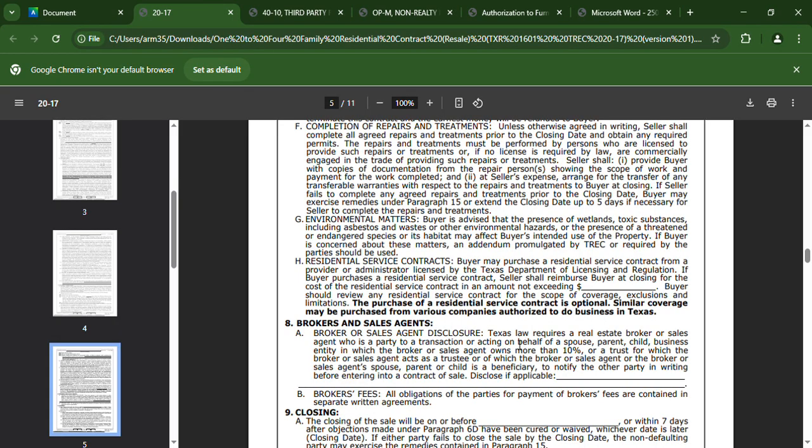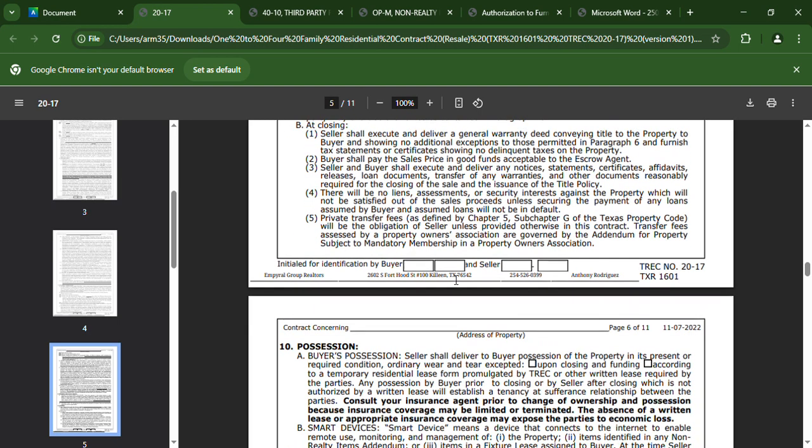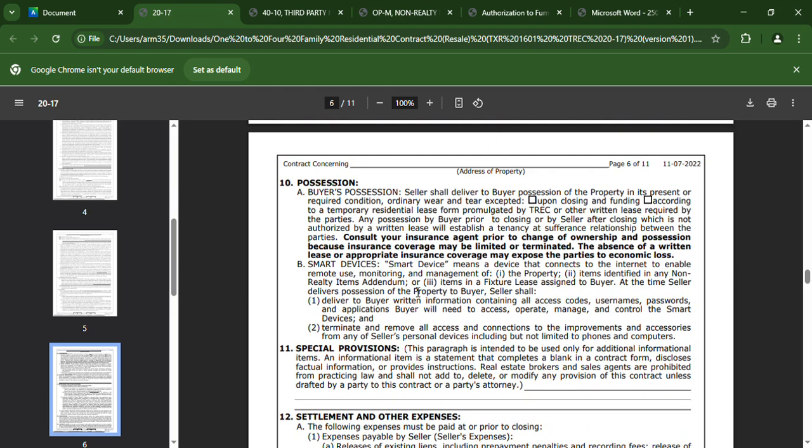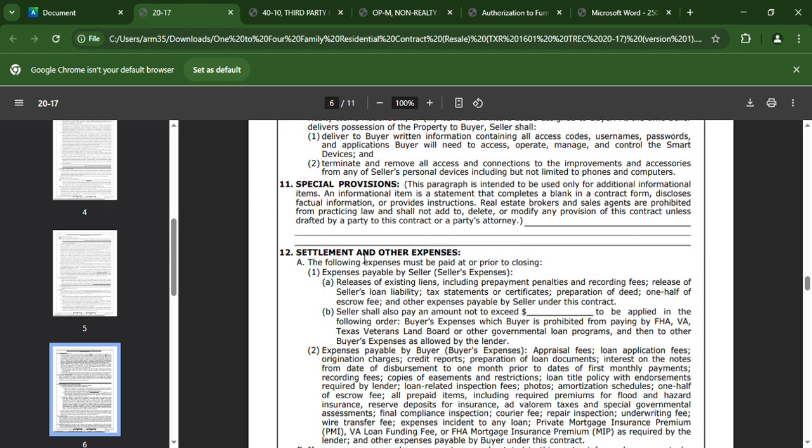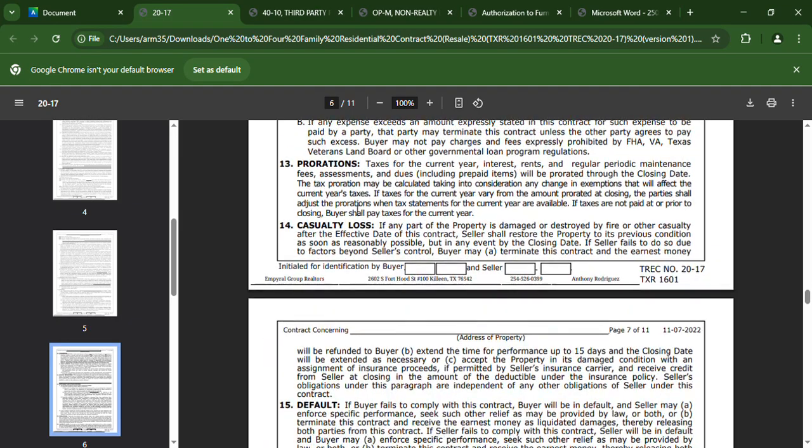This basically says that if I was involved in the transaction, I'd have to let that be known. If a sales agent is involved, they need to make it aware. Broker fees, closing, initials, address again. Possession: how you will take possession of the property, will you be renting it or just moving straight in once it's closed. Special provisions, settlement and other expenses.